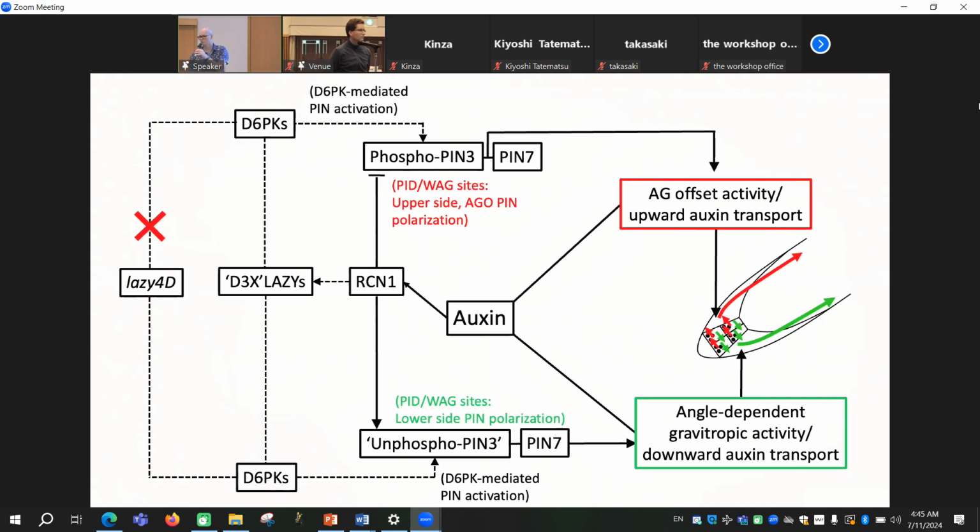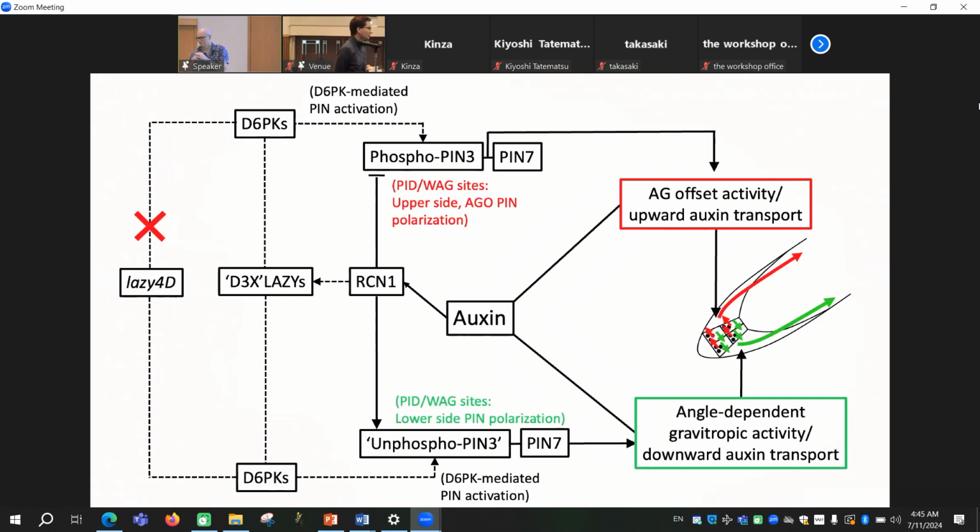That's more vertical, so that fits, but we've had some problems actually identifying which ones are being expressed in the columella. That's one of the issues. So we don't talk about the kinase very much because we aren't exactly sure which kinase it is.